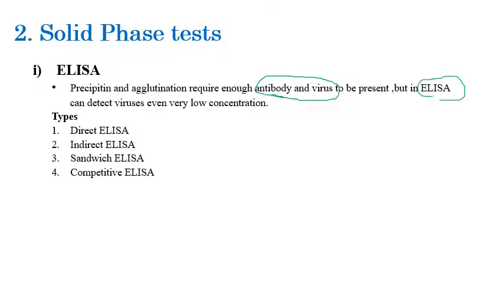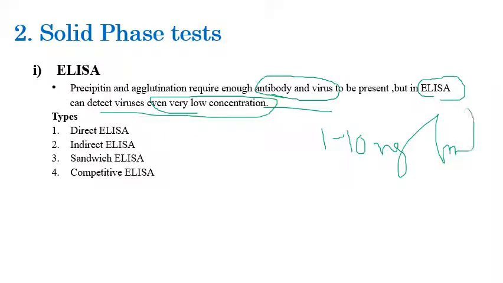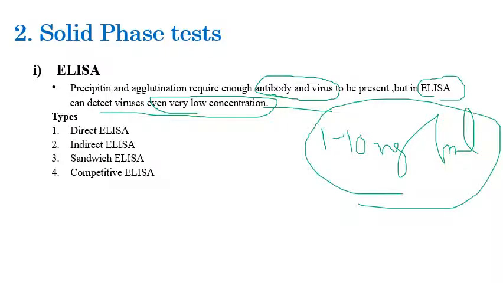But in ELISA, a very small concentration of antibodies is enough to detect plant viruses. It is one of the most sensitive techniques for the detection of plant viruses. The sensitivity is just 1 to 10 nanogram per ml of liquid or sample. This is the most sensitive technique that we use in plant virology for the detection of plant viruses.